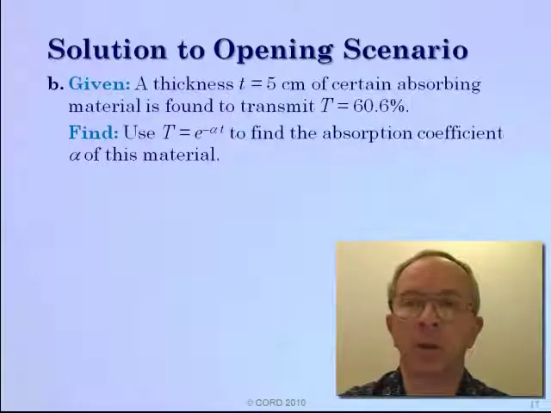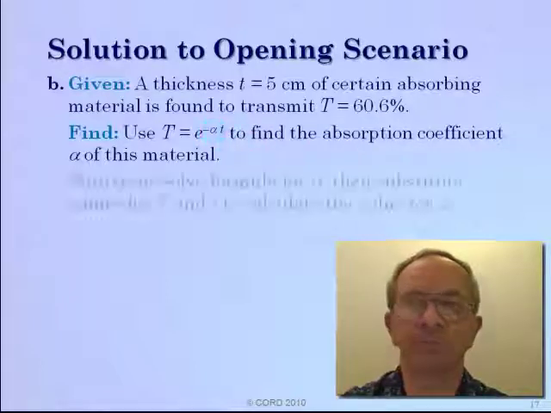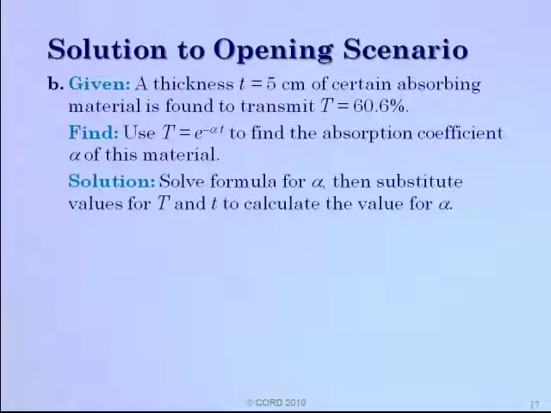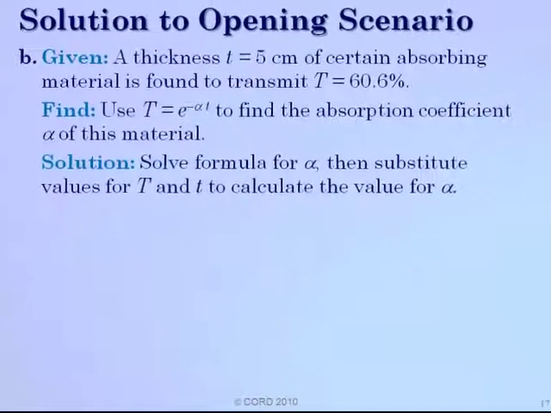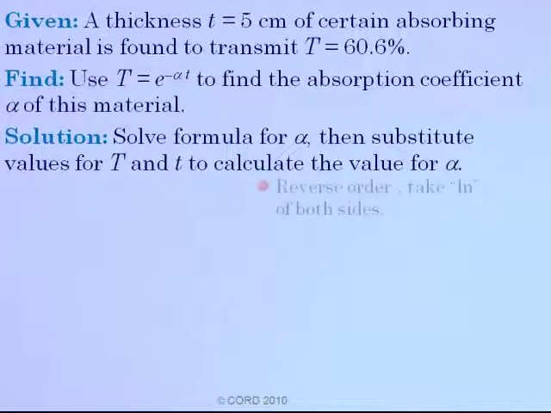And the second part of our opening scenario problem had a thickness t equal to 5 centimeters of a certain absorbing material that was found to transmit 60.6%. And we're going to use T equals e to the minus alpha t, where t is the thickness, to find the absorption coefficient alpha of this material. So we're looking for alpha in this case. To solve that formula for alpha, we substitute values for T and t to calculate the value for alpha.